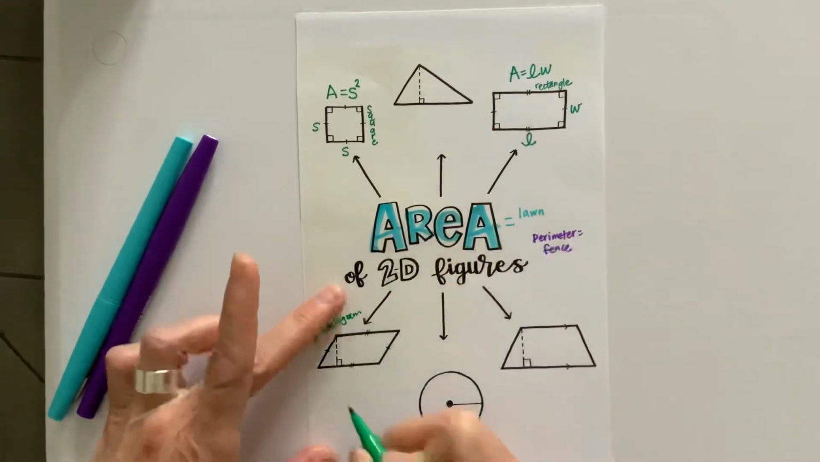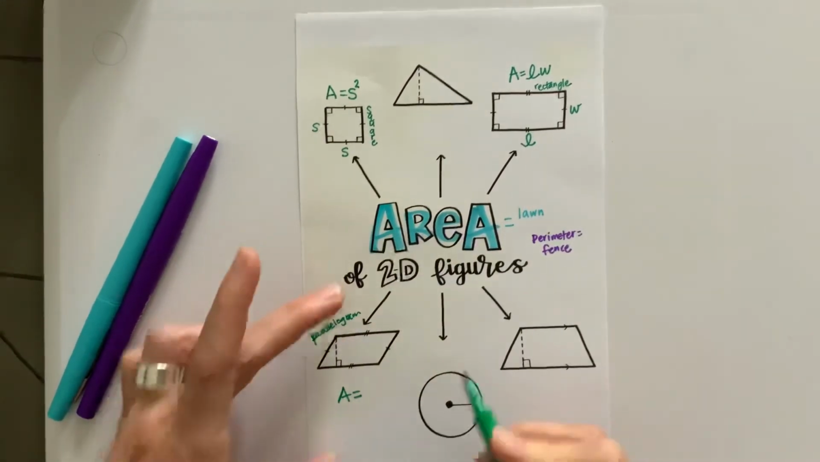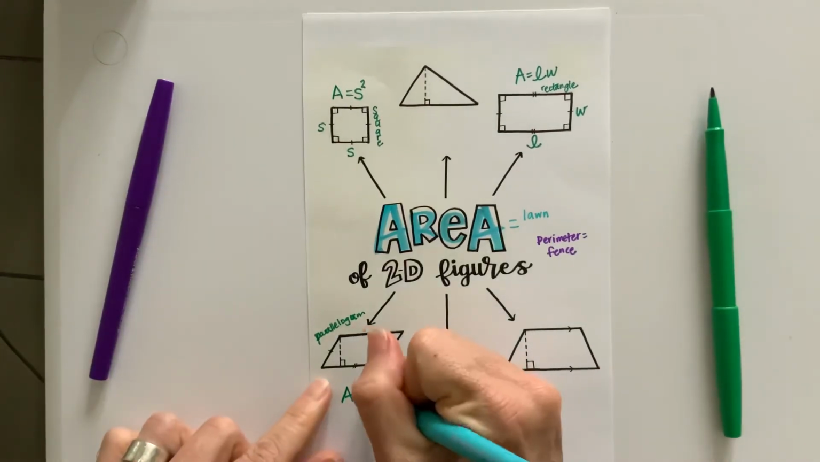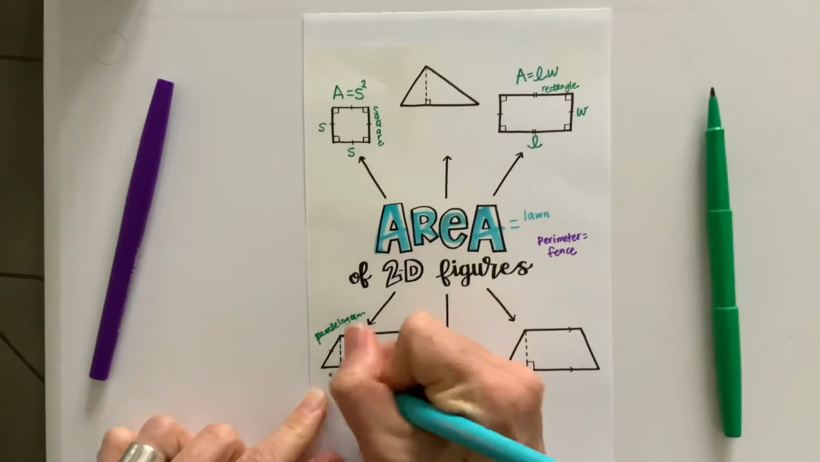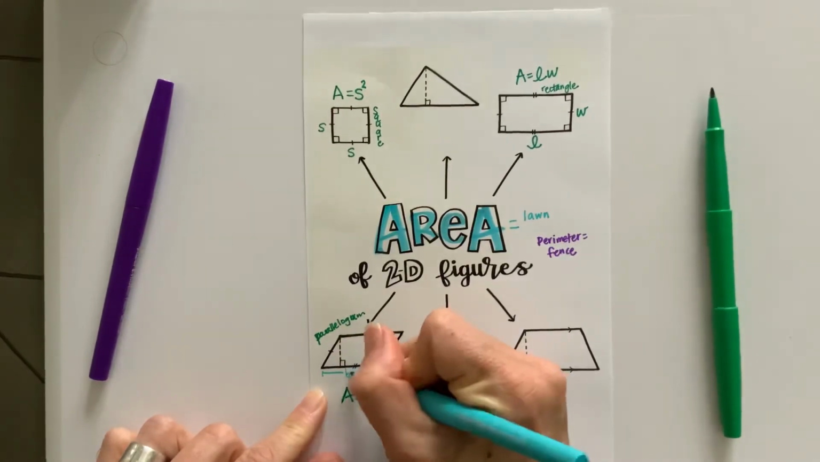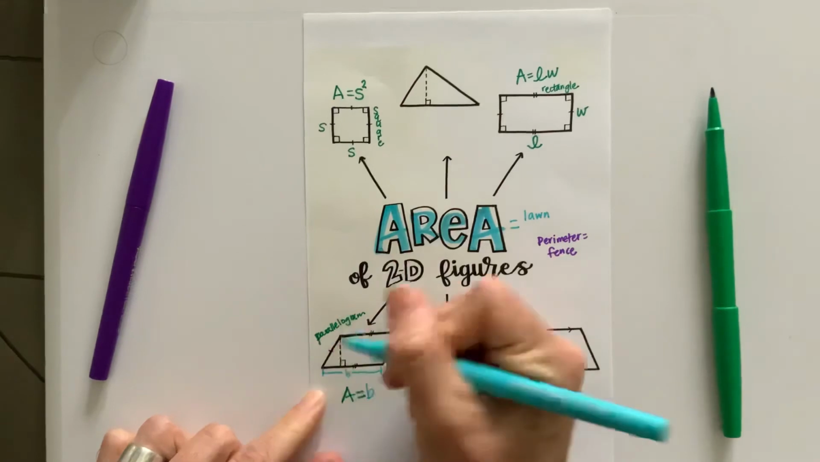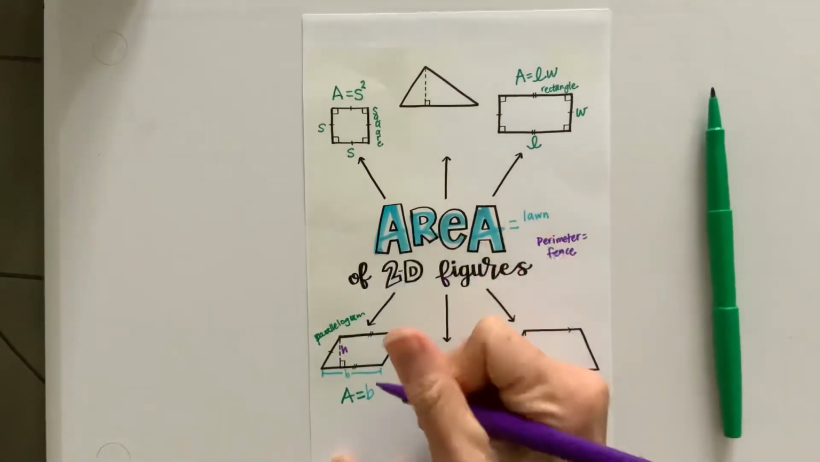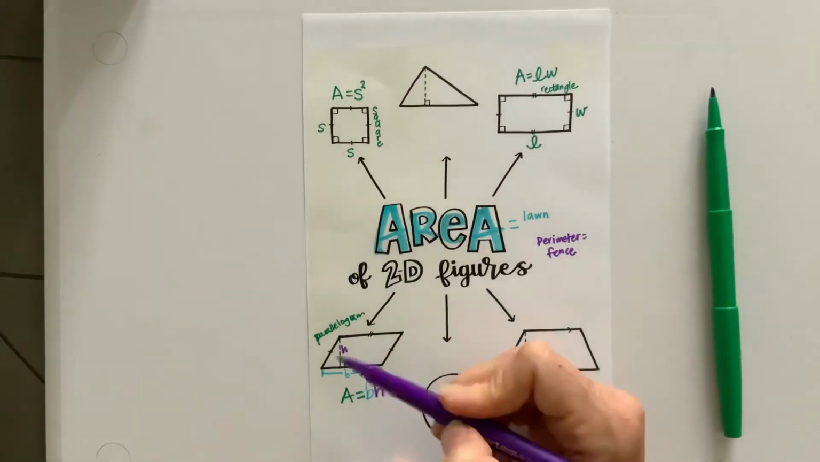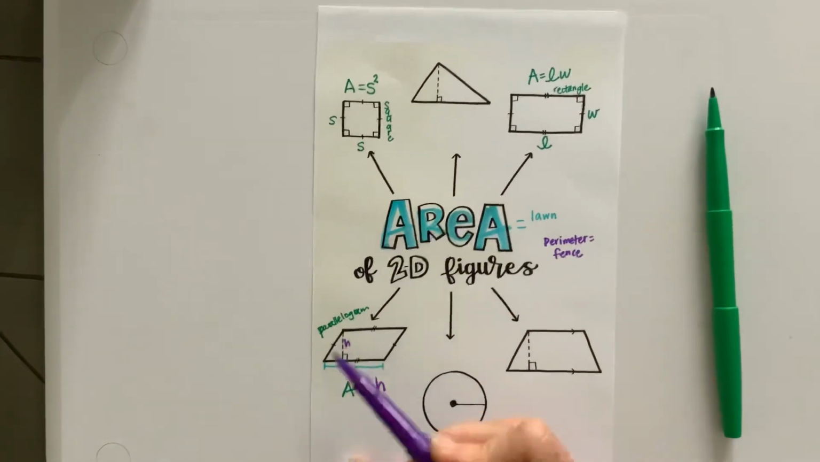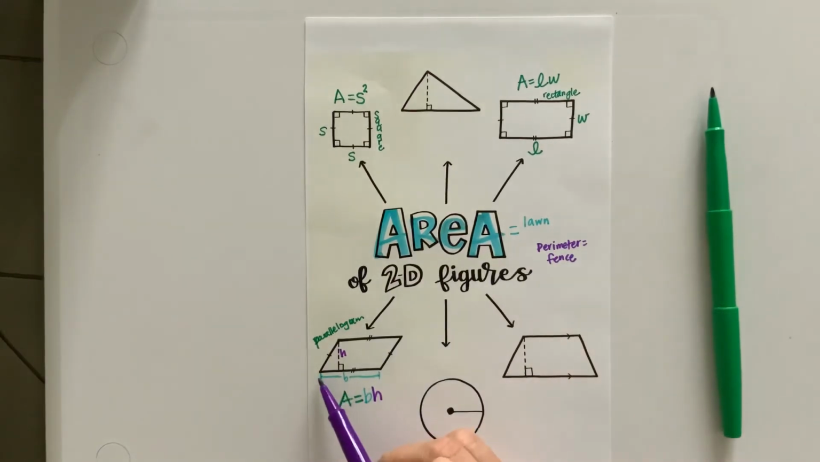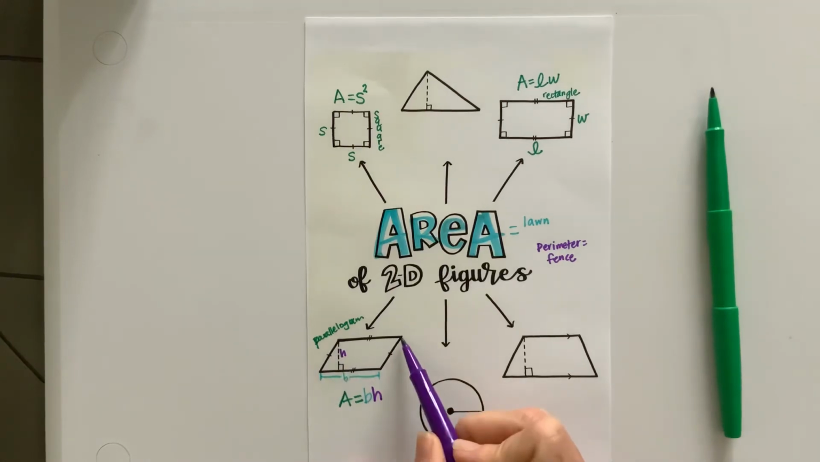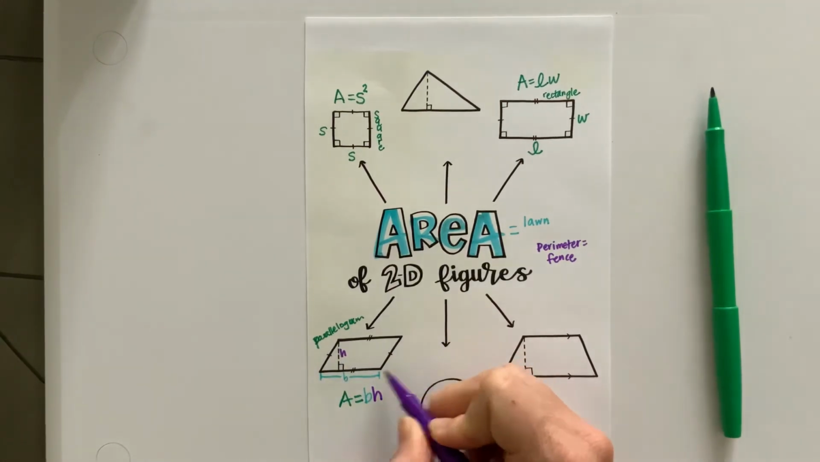the area is equal to, let's use a different color for this, the base times the height. Okay, so that's going to be the base times the height, which if we were to think of it in terms of a rectangle, that's just the length times the width. So if this piece were over there, it would make a little rectangle.